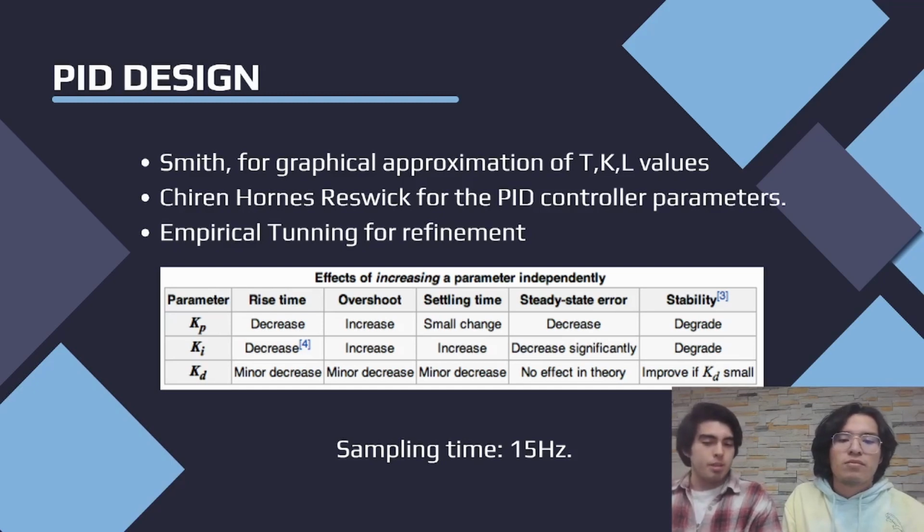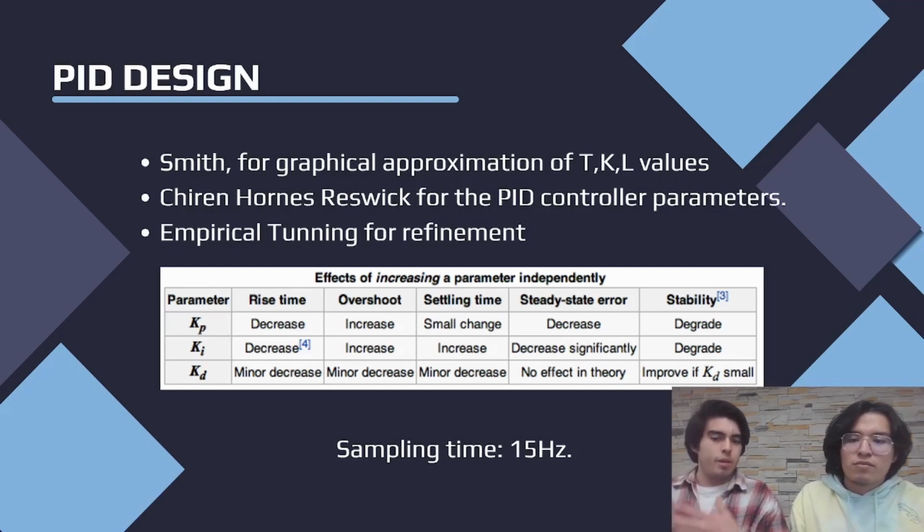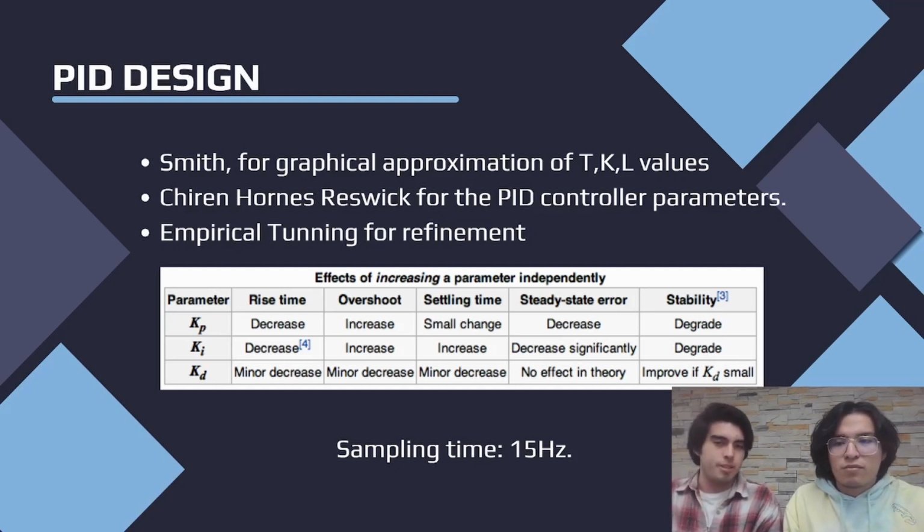We used a sampling frequency of 15 hertz as it gave us the best value for the times we took samples and how much information was coming back to the ESP32. Taking into account micro-ROS's limitations and other things, we decided to take a sampling rate of 15 hertz.